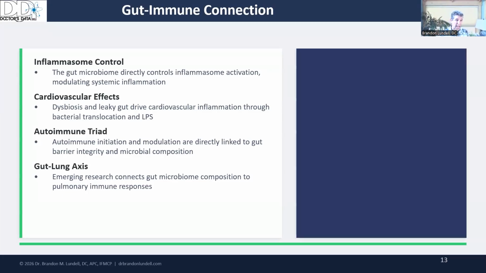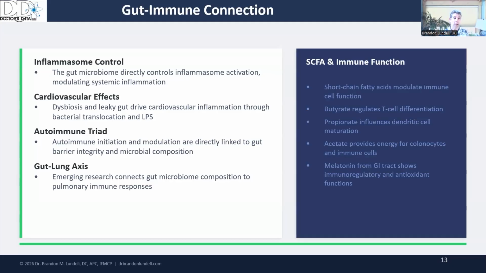So the gut-lung axis is really important. And one of my favorite drivers of this gut-immune connection is short-chain fatty acids. Short-chain fatty acids modulate immune cell function. Butyrate regulates T cell differentiation. Propionate influences dendritic cell maturation. Acetate provides energy for colonocytes and immune cells. And melatonin is one of my favorites in this gut-immune connection. A lot of people don't understand how melatonin affects the leaky gut. It's one of my favorites for healing the leaky gut, and for autoimmune and inflammatory conditions as well.